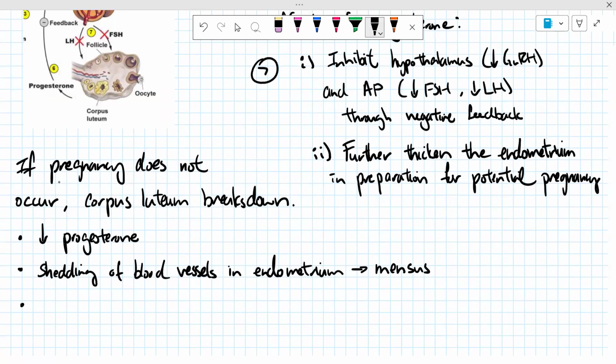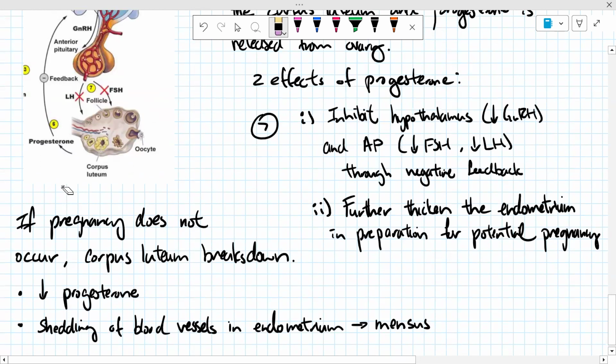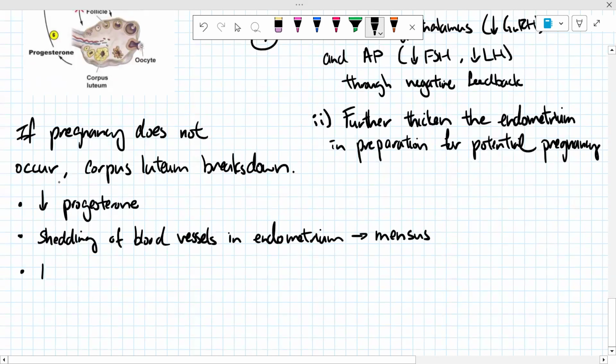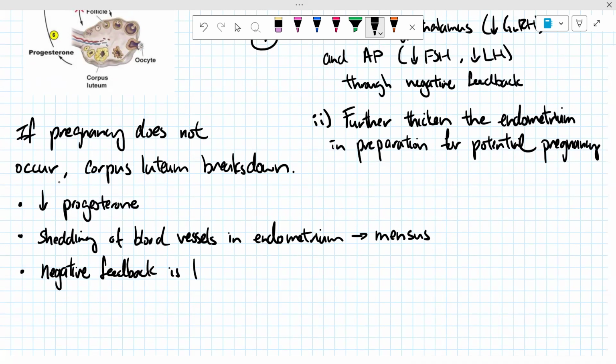More importantly, progesterone was suppressing the GnRH and the FSH and the LH. So if you take away the progesterone, then the suppression is gone. So negative feedback is lifted, and then you have an increase in GnRH again, and the next cycle begins. So that's basically what happens.